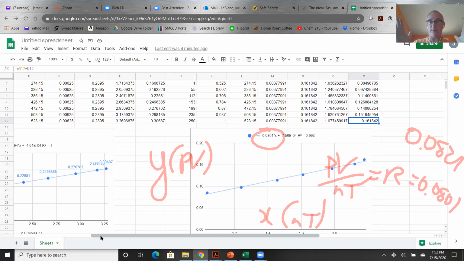Keep it the same for one whole trial. Then you can change them, and you'll see you'll get different values. But the slope of your line should be approximately the same.